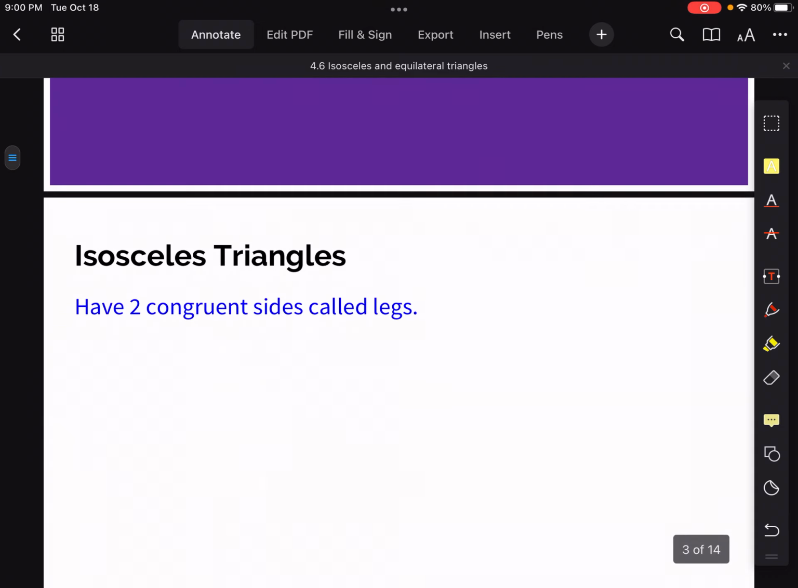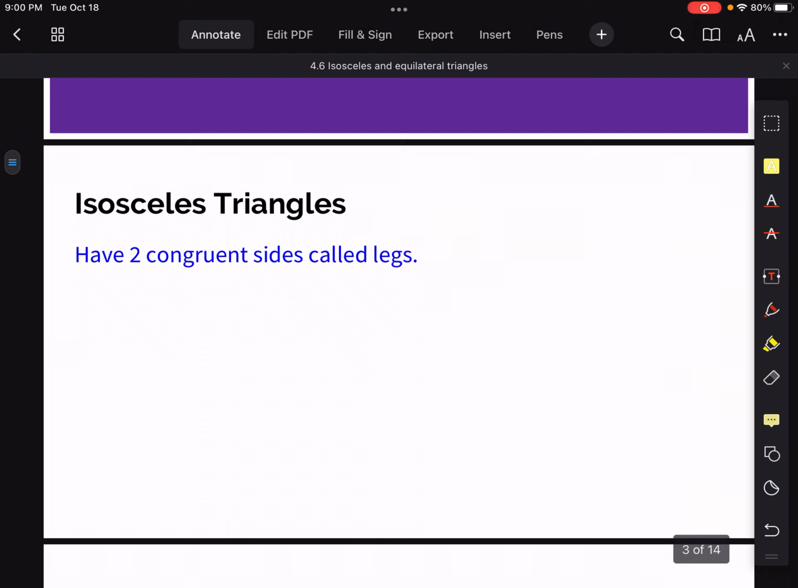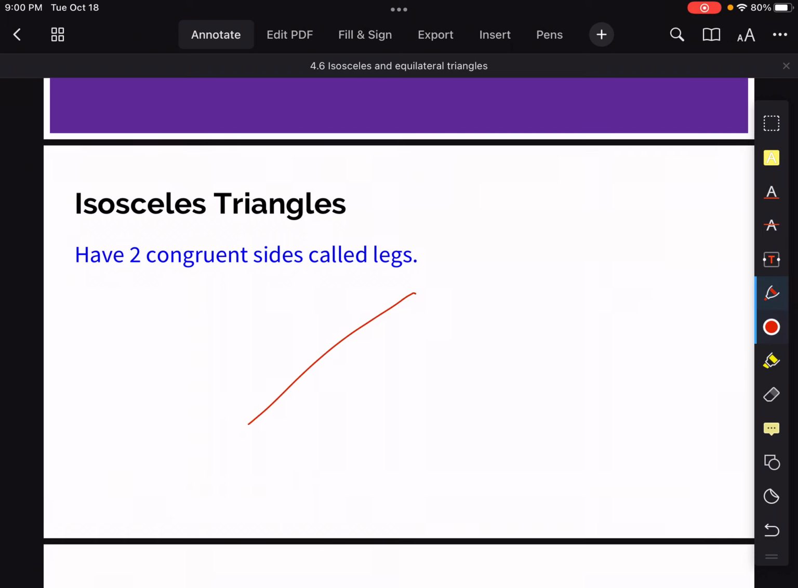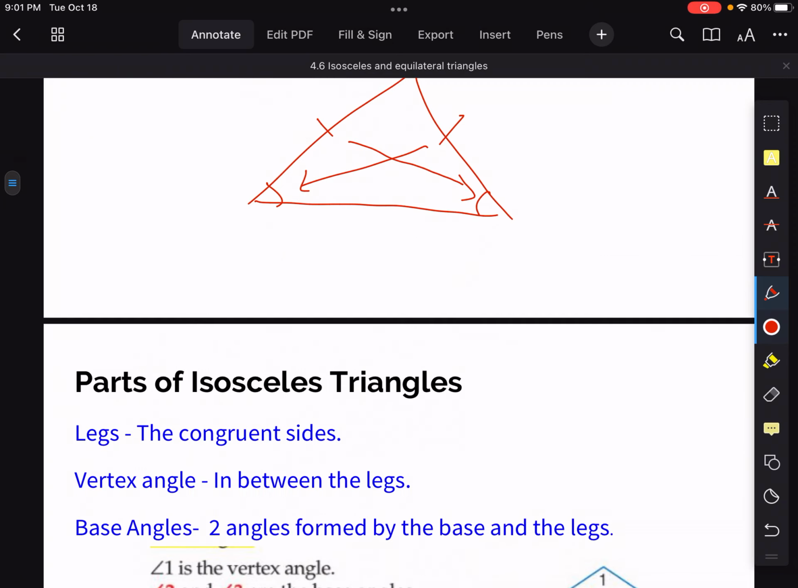So first of all, what is an isosceles triangle? Well, an isosceles triangle is a triangle in which two of the sides are congruent. I'll try to draw one here really quick. So like these two sides would be congruent, right? And you'll end up finding here very shortly that it also means that the opposite angles of those sides are also congruent. Okay, so that's an isosceles triangle.